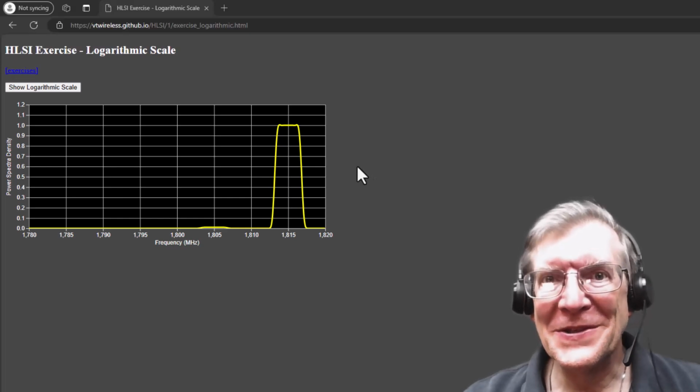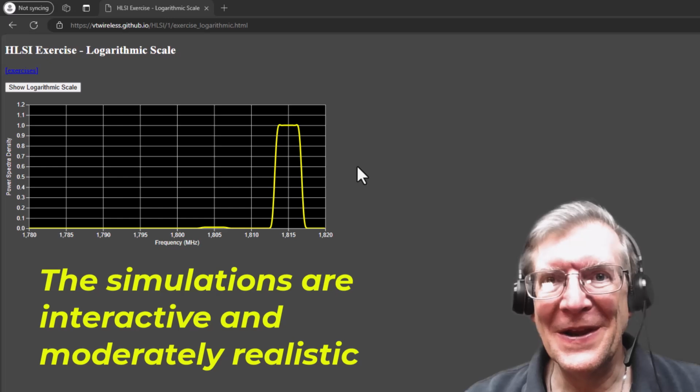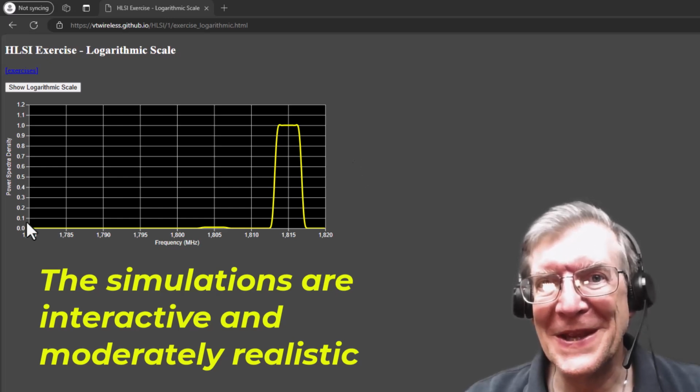First, these simulations are somewhat abstracted. They're based on a combination of theoretical and empirical information, but the noise floor in this case is represented as a flat line. Also, the signals are somewhat simplified, and you won't see variation across the signal bandwidth.